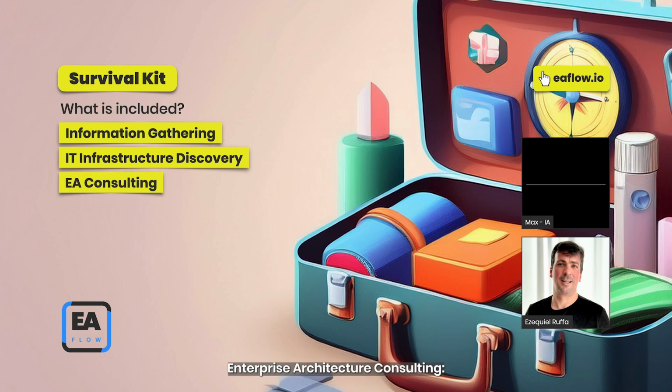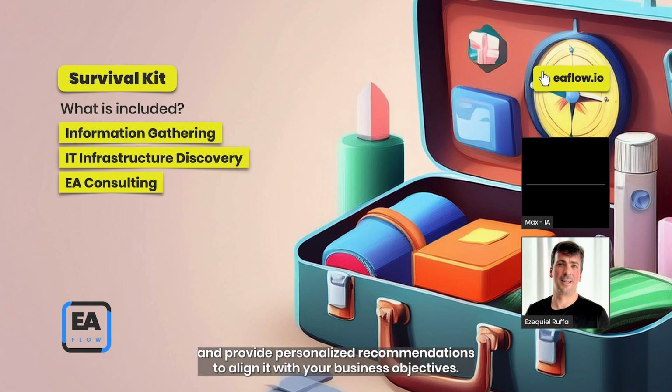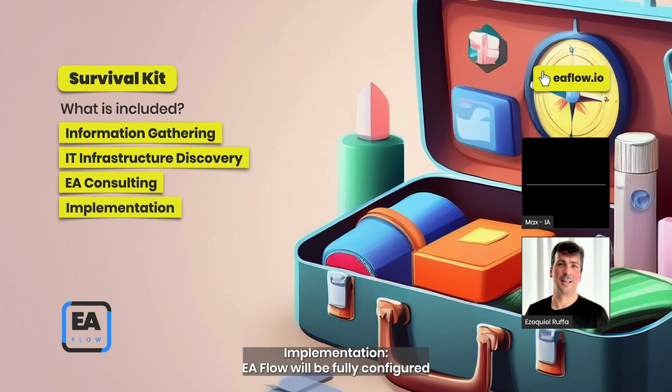Enterprise architecture consulting. Using the TOGAF methodology, we will assess your architecture and provide personalized recommendations to align it with your business objectives. Implementation. EA Flow will be fully configured to seamlessly integrate with your infrastructure, including user setup and platform customization to meet your specific needs. Testing. We will conduct comprehensive functionality testing to ensure EA Flow operates flawlessly before go live.